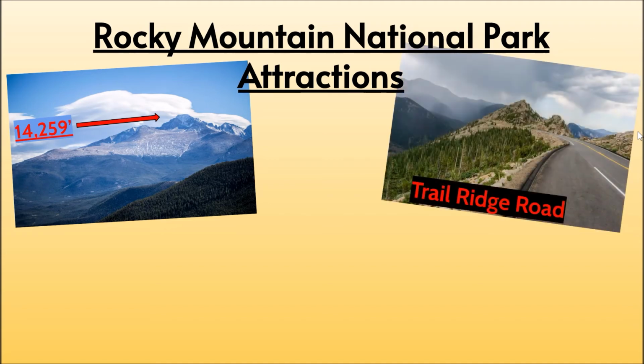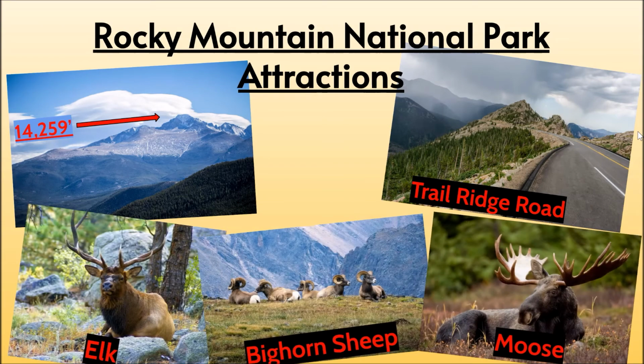Or Trail Ridge Road, which is said to be the highest paved continuous road in the country, cresting at 12,209 feet. And along with this scenery, you also get a great glimpse of wildlife. Elk, sheep, and moose are all over the park. Now those are cool attractions, and you get to see pictures of them and hear me talk about them at the same time, pulling in more information.